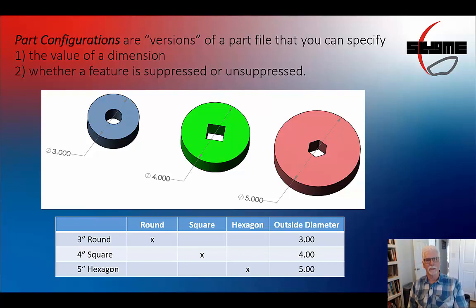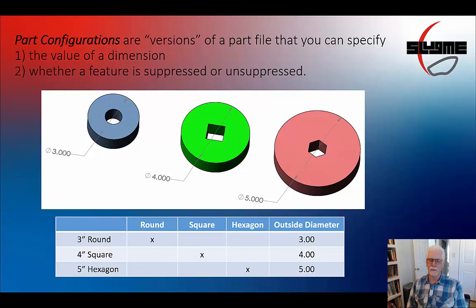And the second thing we're going to vary is whether a feature is suppressed or unsuppressed. So in the blue one, you can see it's got a circle for a feature. It's a cut with a circle in the sketch. And then in the green one, a completely different feature is a square in a sketch and a cut through the green disc. And then in the red one, there's a third feature that is a hex-shaped sketch and a hex-shaped cut. So there's actually going to be multiple features, a combination of suppressing and unsuppressing.